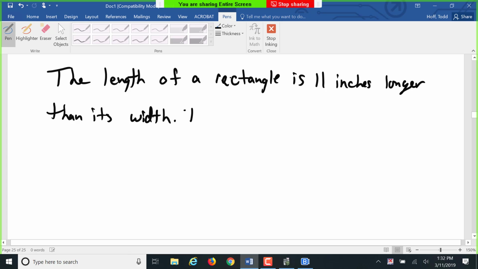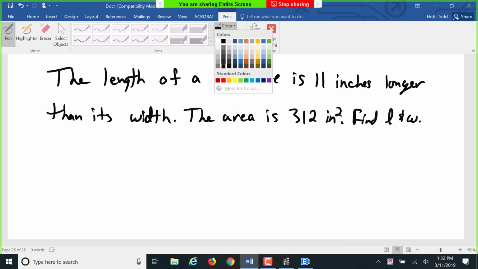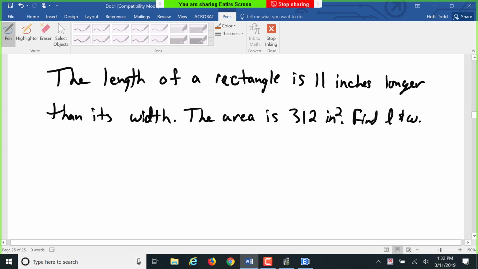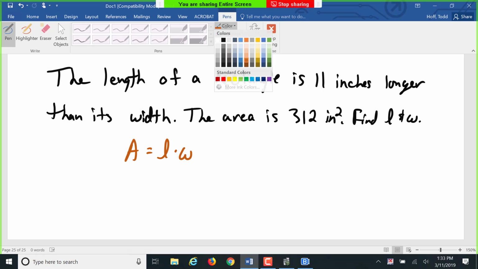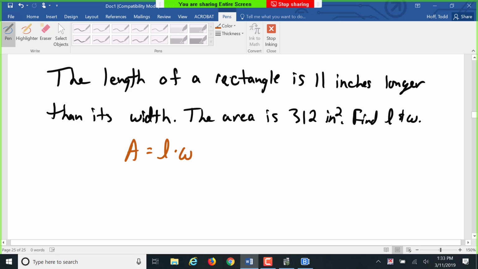The area is 312 square inches. Find the length and width. So as we look at this, area is equal to length times width. We know the area is 312. Can't deal with two variables though, L and W. What do we know about them?